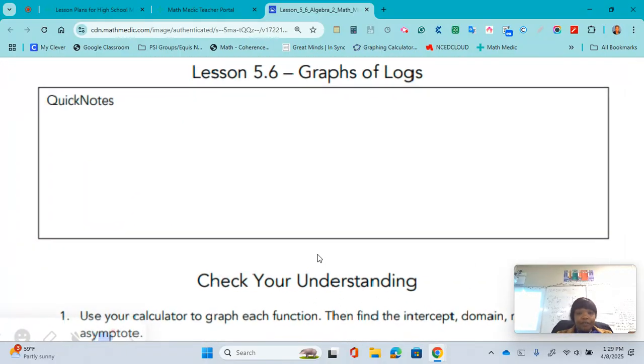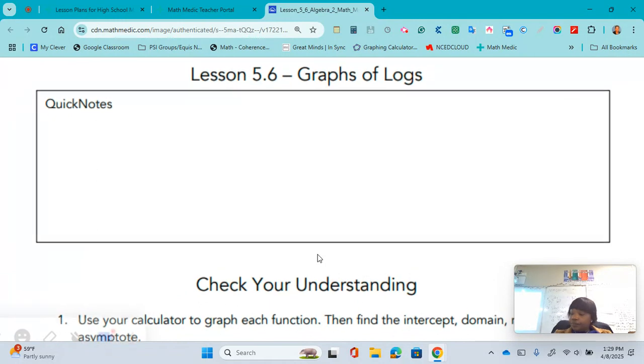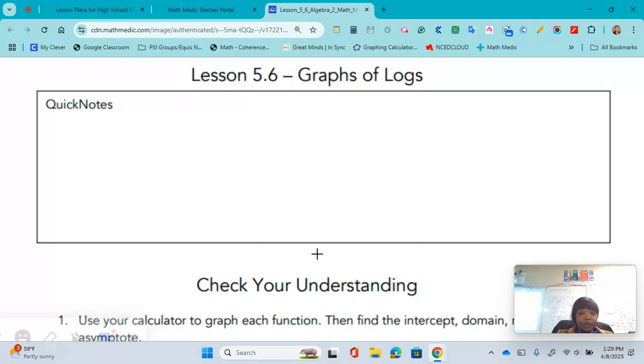All right, graphs of logs. I'm just going to split this up in two. Right side a little bit bigger. Learning tip number 1 and 2. Graph of a log.